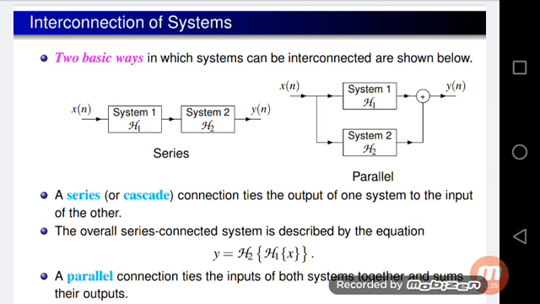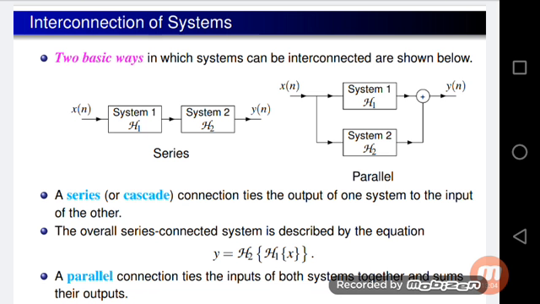Next one is introduction of systems. First one is series, second one is parallel. Two basic ways in which systems can be interconnected are shown below.